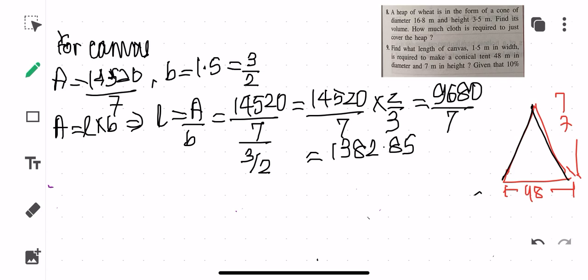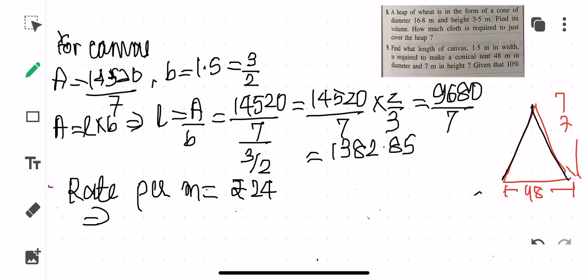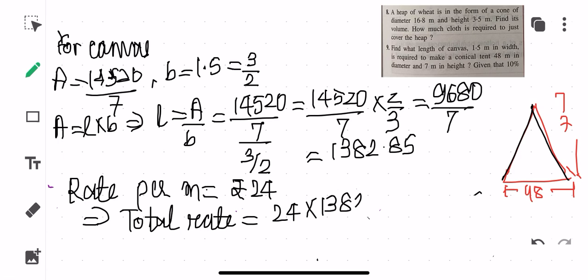Now what you will be writing, children, you have found out the length. Now what is the thing which has been given? The rate has been given: rate per meter is equal to rupees 24. Therefore, this implies that the total rate is equal to 24 into 1382.85. So how much are we getting, children?